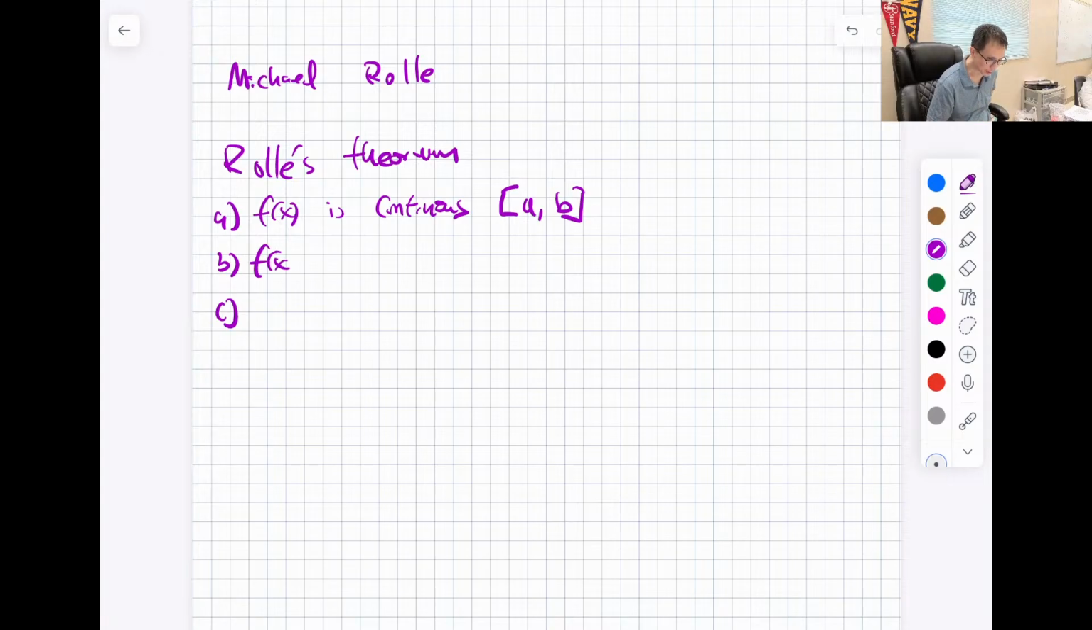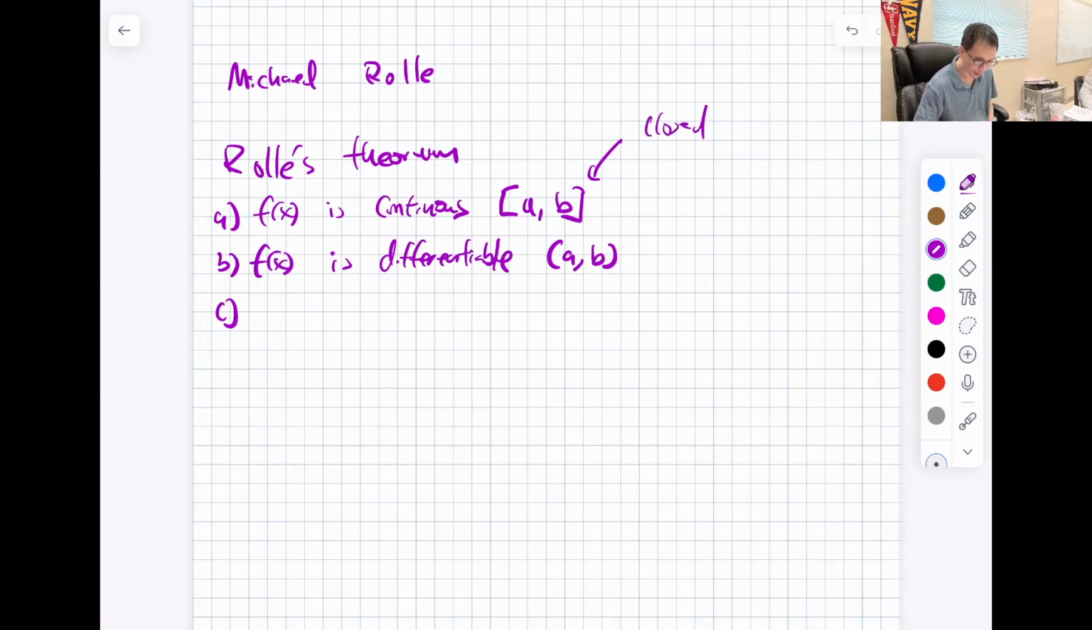The second condition is f of x is differentiable from A to B. But this is an open interval because the endpoints are not differentiable, so you should not take the endpoints into account. So this is closed and this is open. That means not inclusive, not including A and B, because it's not differentiable. Now closed is because you have to have a solid dot at the endpoint. If it's an open circle at the endpoint, that also does not apply Rolle's theorem.